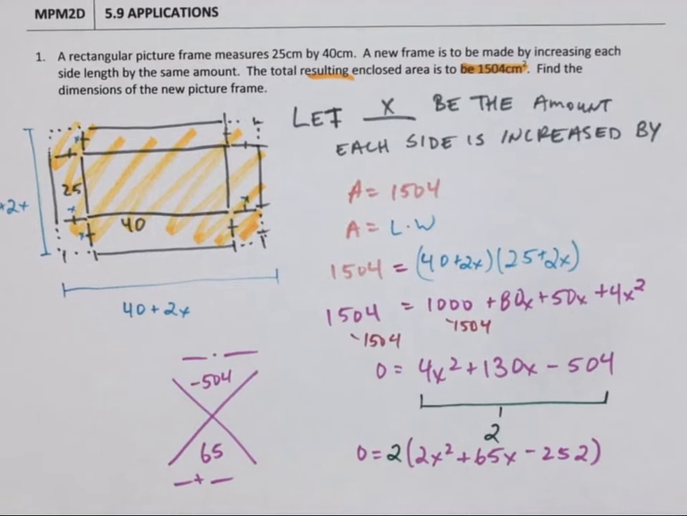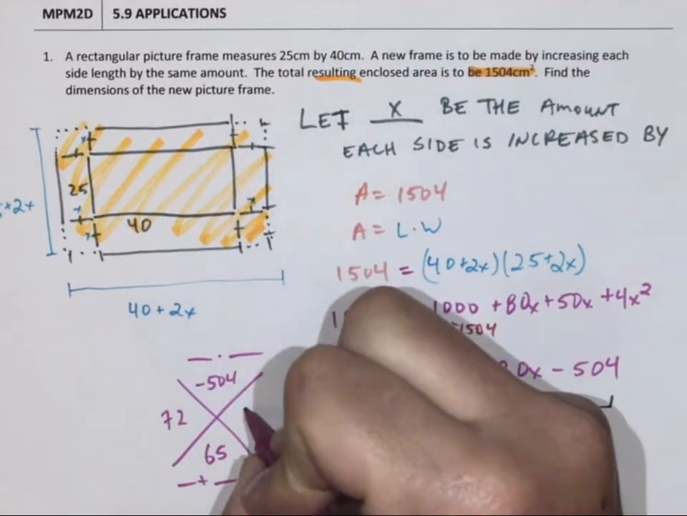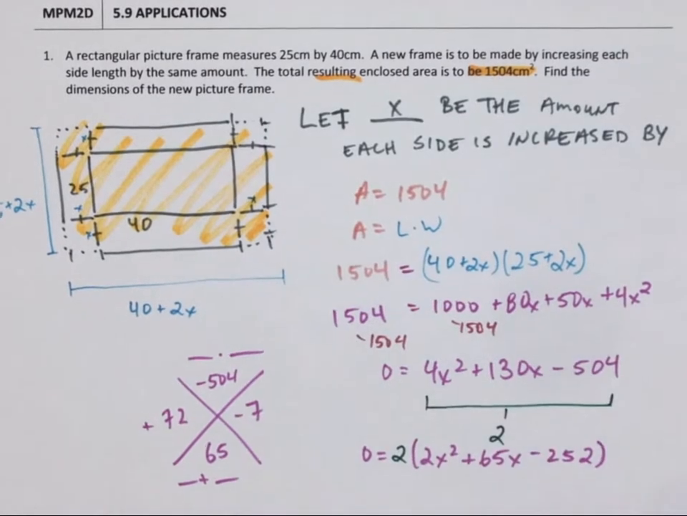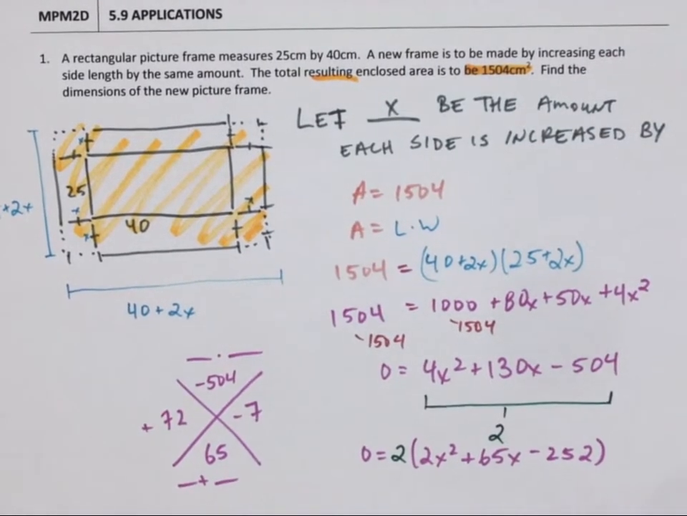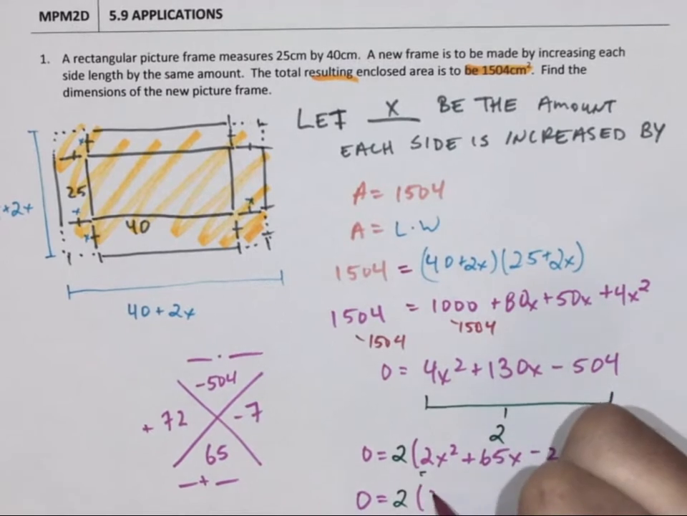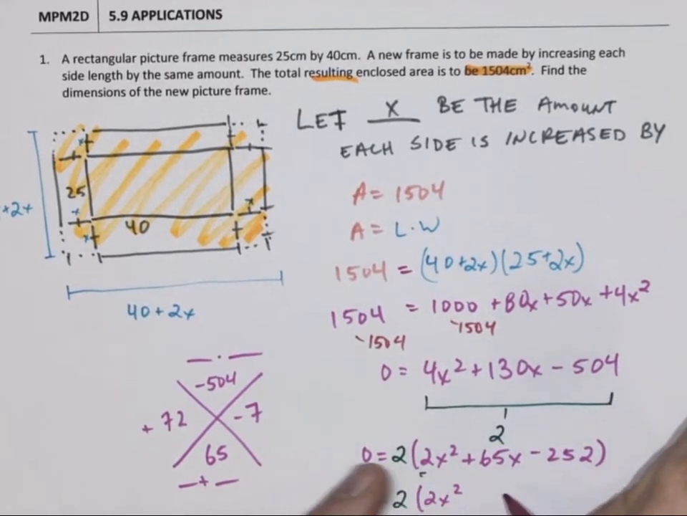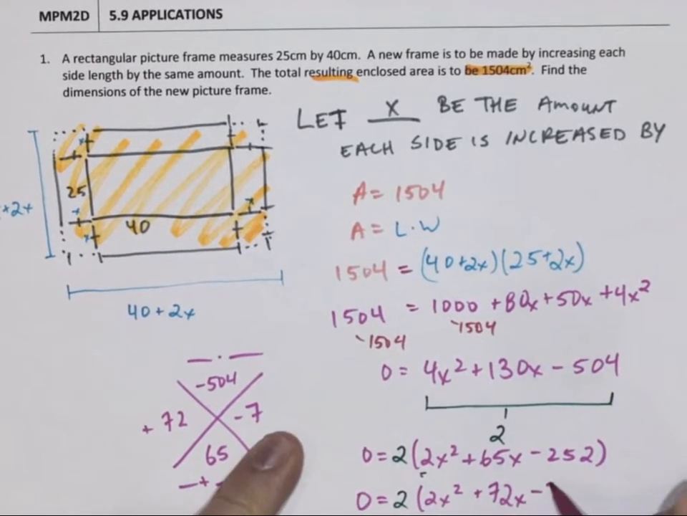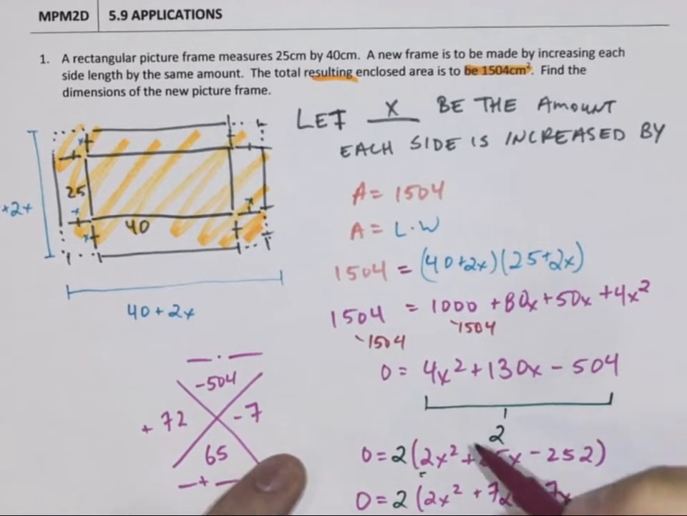Work through it. Do it. Oh, and you get 72 and 7. Multiply to 504, plus and minus. There we go. Remember that because the coefficient is actually 2 here, we're going to have to work by decomposition. So I'm going to have 2x squared. That's going to become 72x minus 7x. That's 65x. Breaks down.